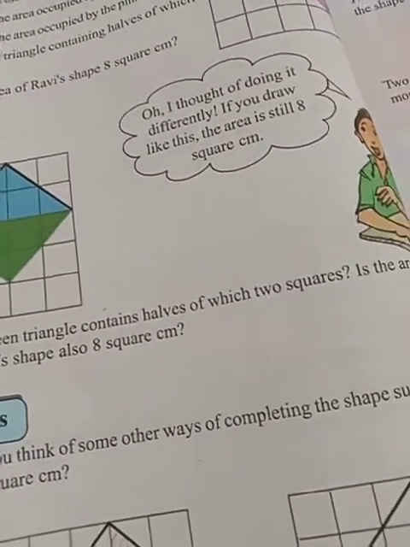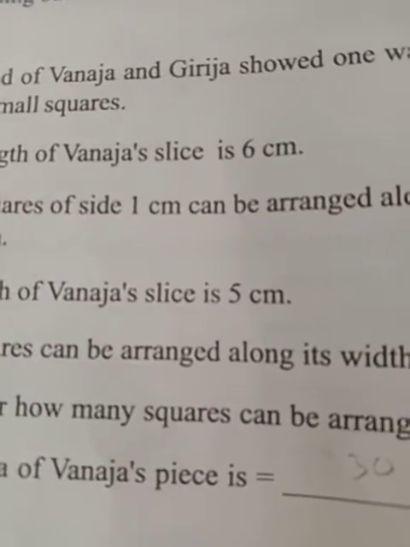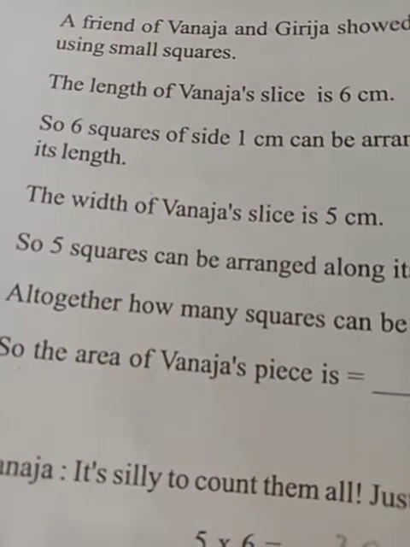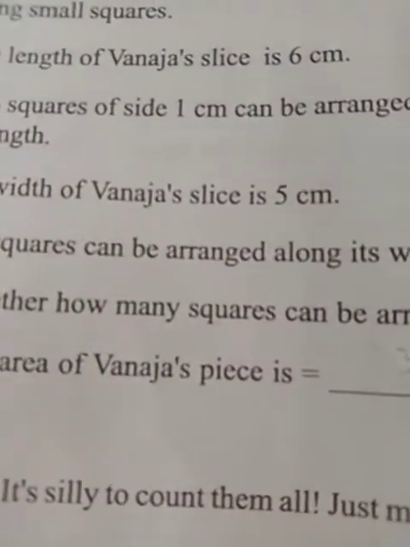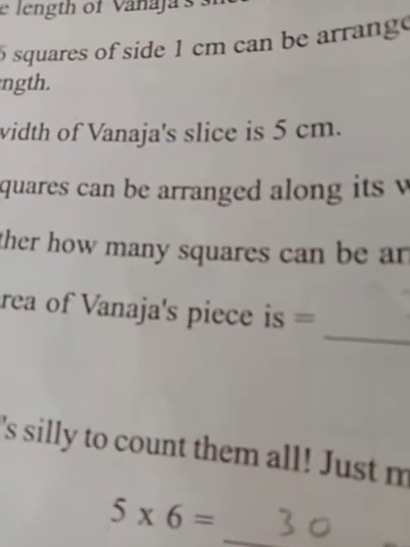Now let's find, see, let's now find it here. Both felt their piece was bigger than the others. Can you think of some ways of finding out whether they are correct? The friend of Vanaja and Girija showed one way using small squares. See, these two friends.